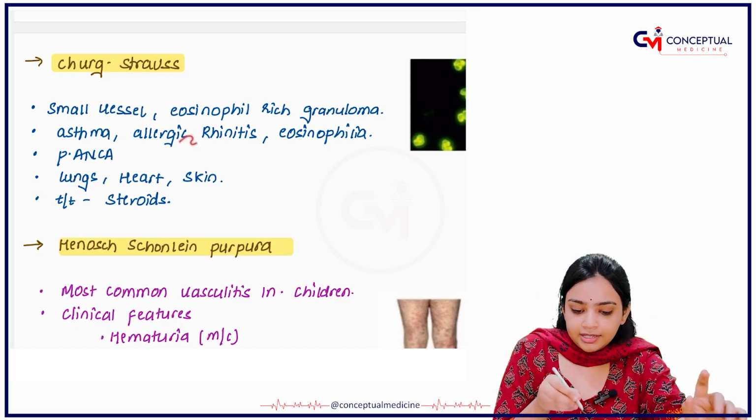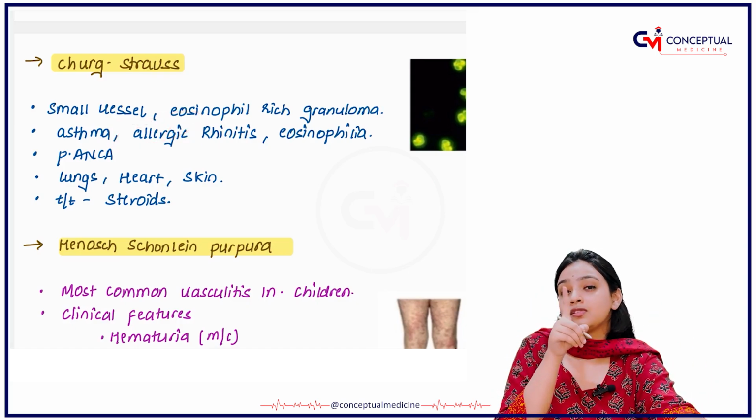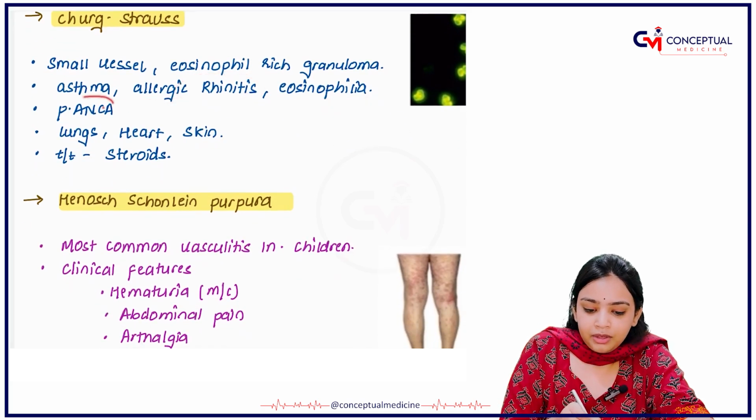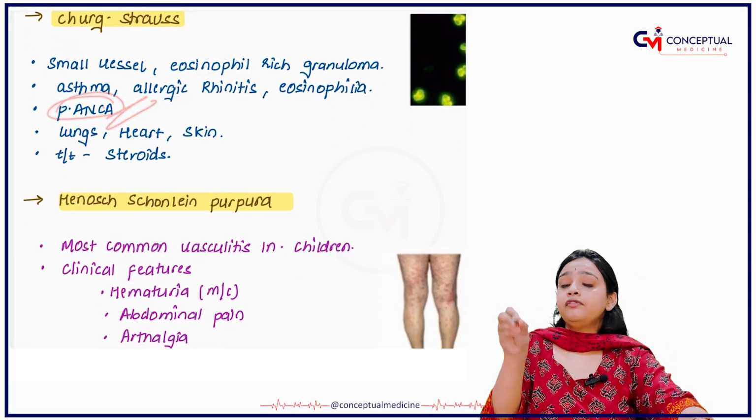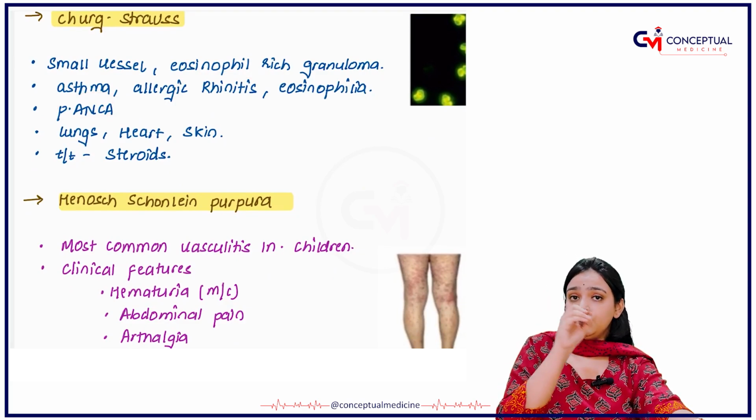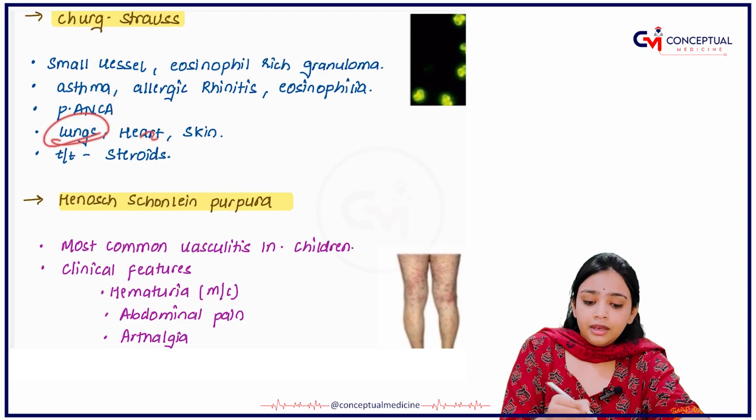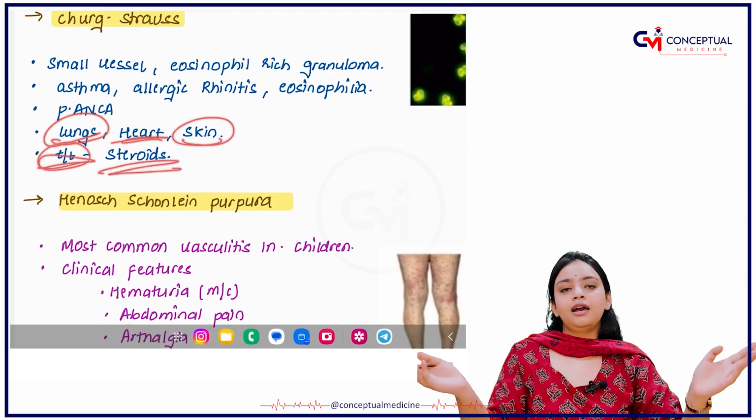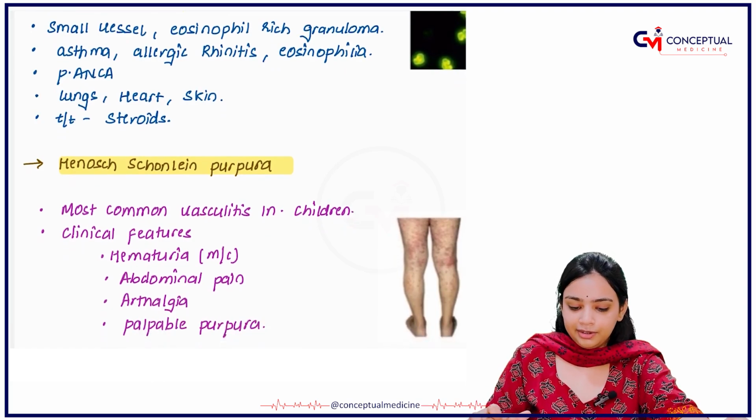Okay, next, and mast cells are for histamine. Then you have the allergic rhinitis and the eosinophils. You have the involvement of P ANCA. We have told the mnemonic of CP cannot place, right? That's in Delhi. Involvement of lung, heart and skin. For the treatment, our evergreen steroid we will give, right?